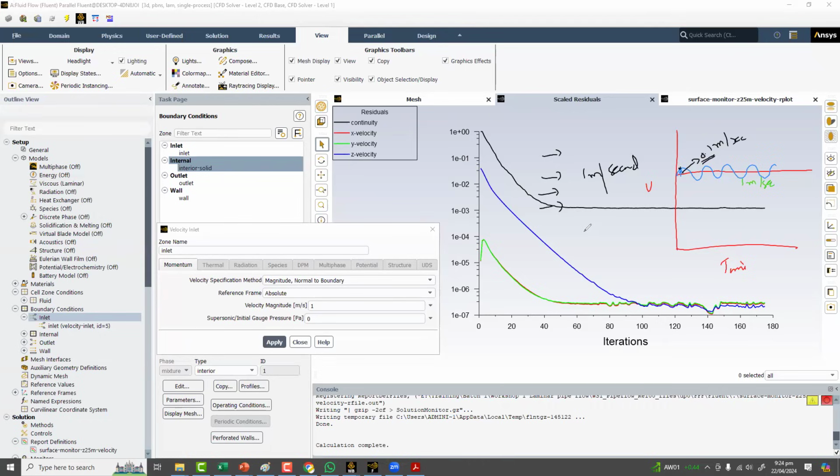If I divide this change in the velocity by the average velocity, then I will get the value 0.1 divided by 1, which is equal to 0.1. If you multiply by 100 to get the percentage, this is going to be 10%. So in this case, the turbulence intensity is equal to 10%.